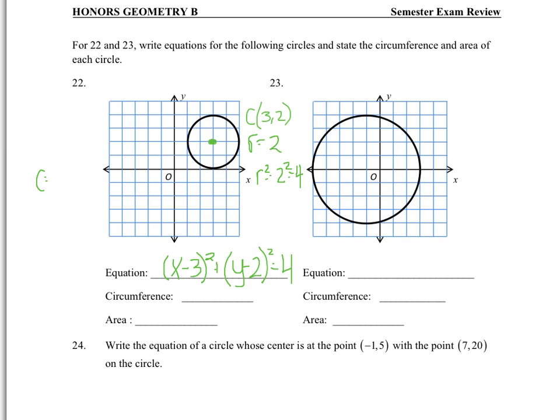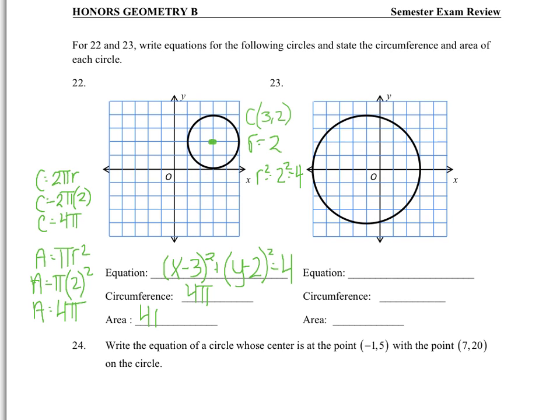Circumference, the formula for that is 2 pi r. So my circumference is going to be 2 times pi times my radius, which is 2. And so my circumference is going to be 4 pi. And you can leave it in terms of pi. My area of a circle is pi r squared. So I'm going to do my area, which is pi times my radius, which is 2 squared. So my area is going to be 2 squared, which is 4, so 4 pi.